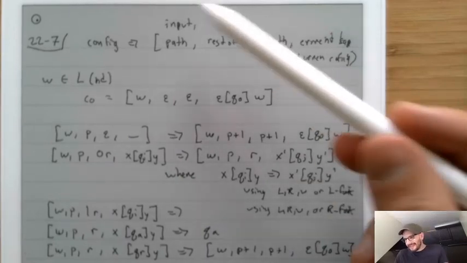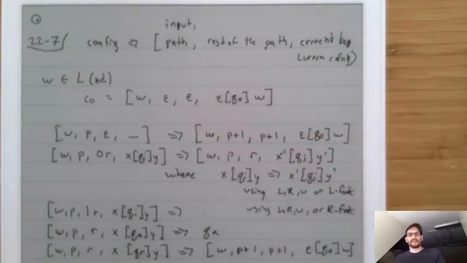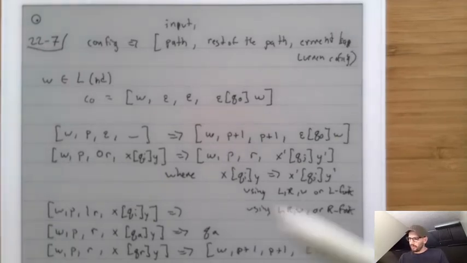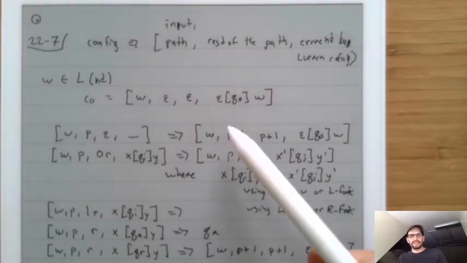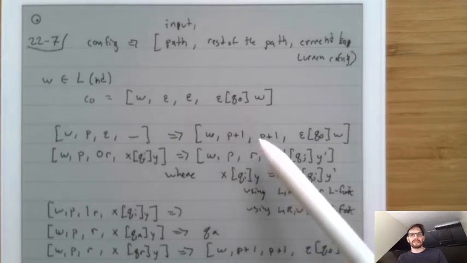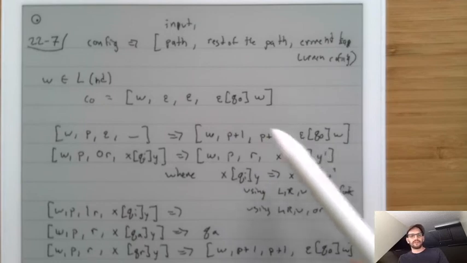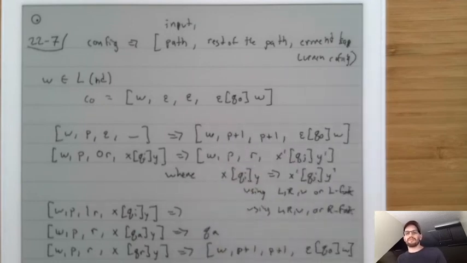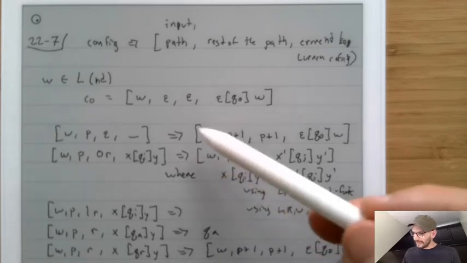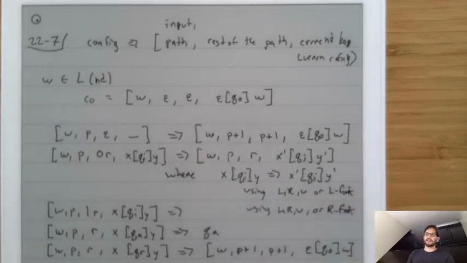Now notice that this configuration system right here maps very cleanly to using multiple tapes. We'd have one tape for W, one tape for the path, one tape for the rest of the path, one tape for the current configuration. So this basically describes the setup of a multi-tape Turing machine that would work this way. And notice that it is time expensive, because we have to repeatedly go over earlier parts of the non-deterministic graph over and over and over again.